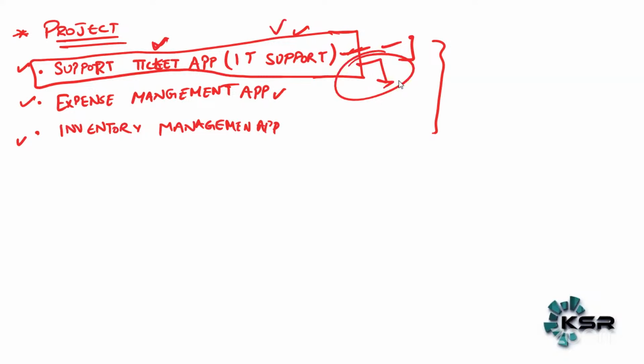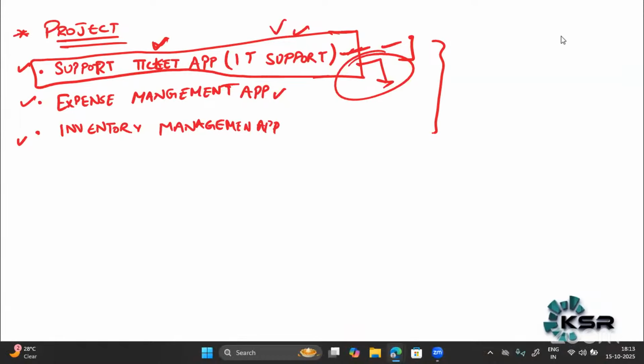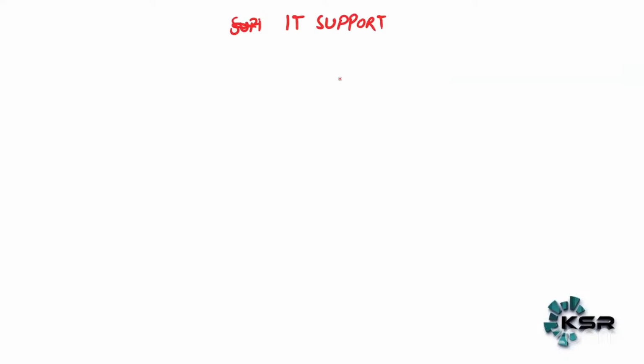Okay. So now, guys, we have identified, we will be creating a support ticket app, right? Our project name will be IT support. Clear? So this is our project name. So now, guys, for any app, what are the components which are required?